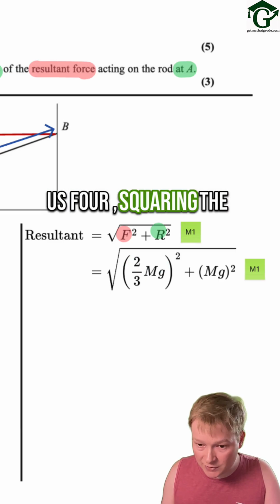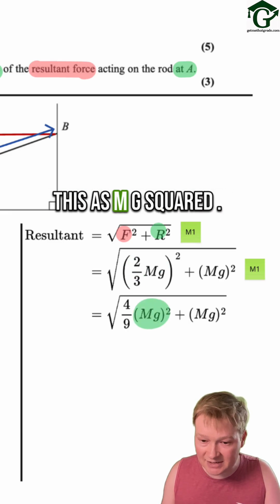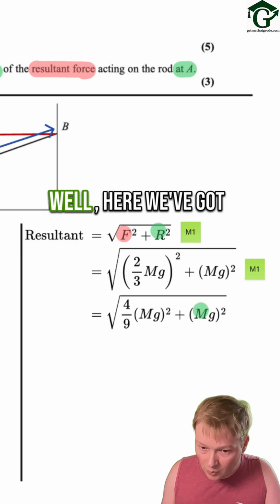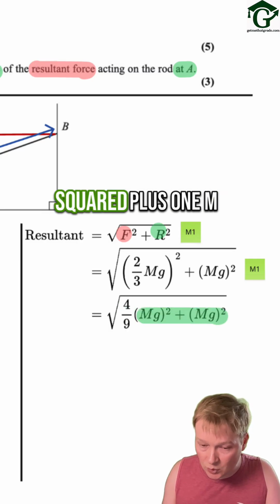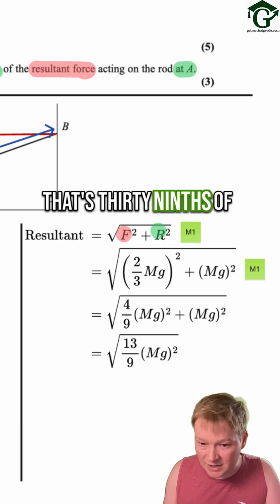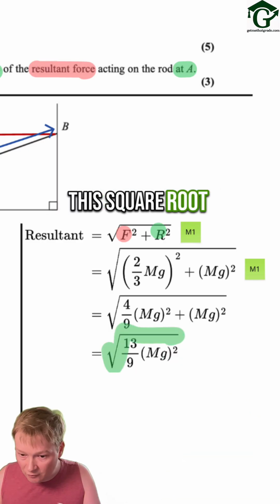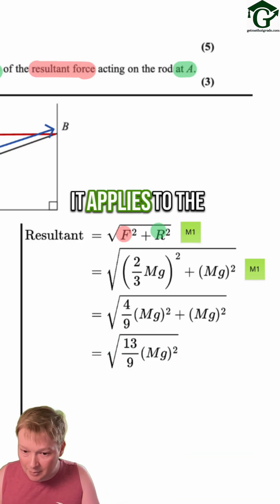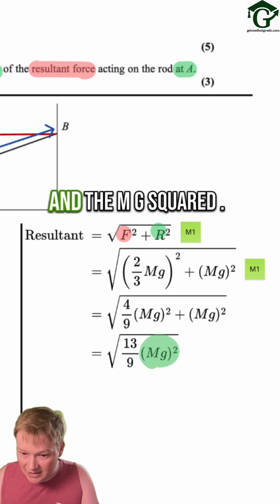Squaring the 2 gives us 4, squaring the 3 gives us 9, and I'm going to leave this as mg squared. Why have I done that? Well, here we've got 4/9 of mg squared plus 1 mg squared. 4/9 plus 1, that's 13/9 of mg squared. This square root applies to everything here. It applies to the 13, the 9, and the mg squared.